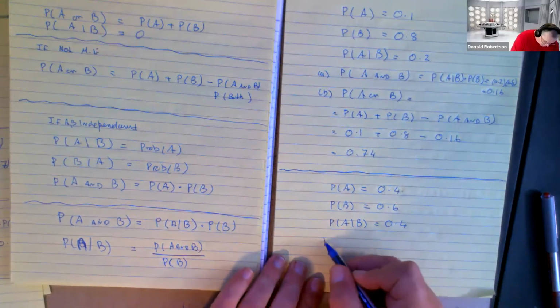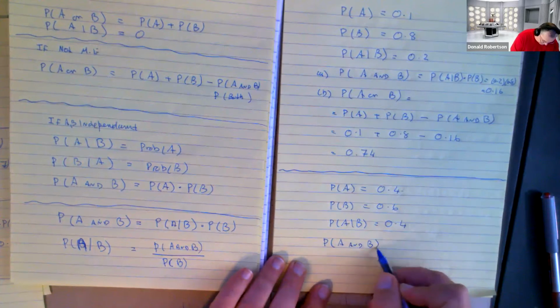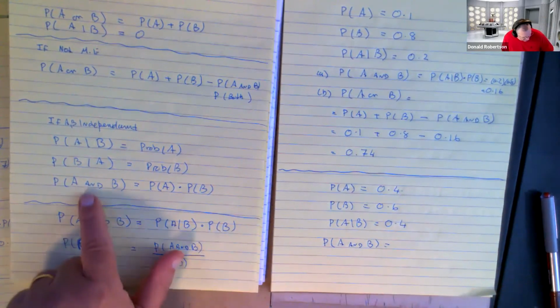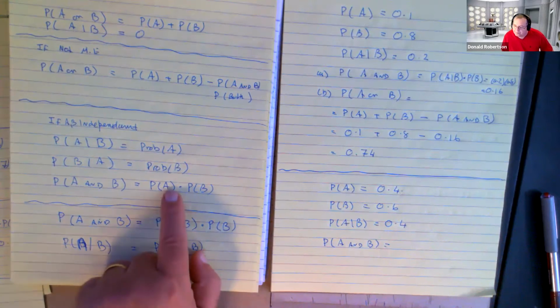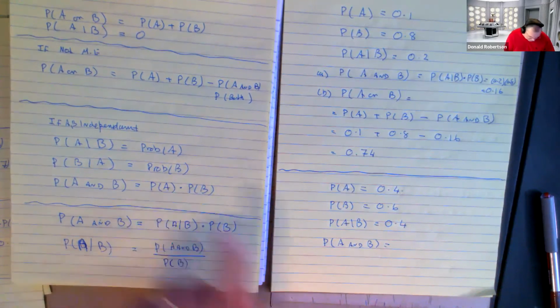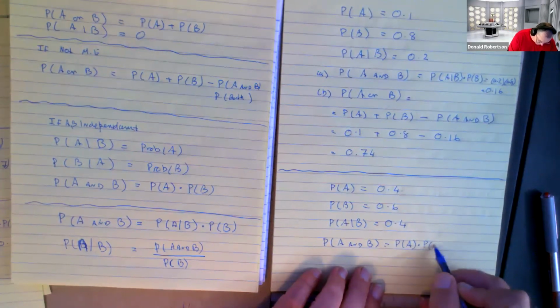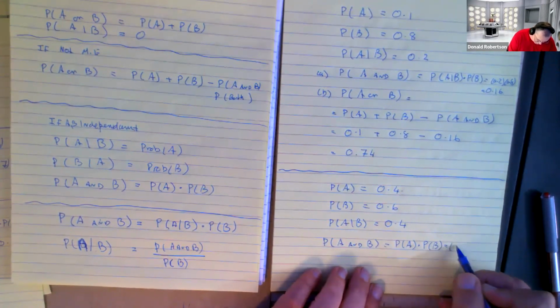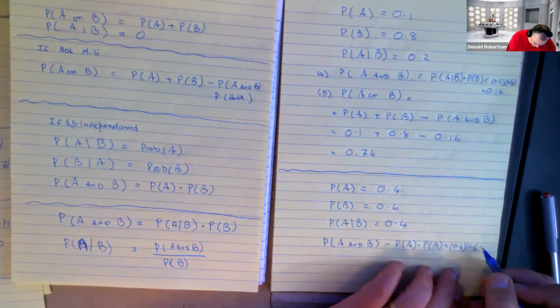So, when you are going to find A and B, since they are independent, won't we use this formula, not that one? So it's just going to be the probability of A times the probability of B, which is 0.4 times 0.6, which is 0.24. Okay.